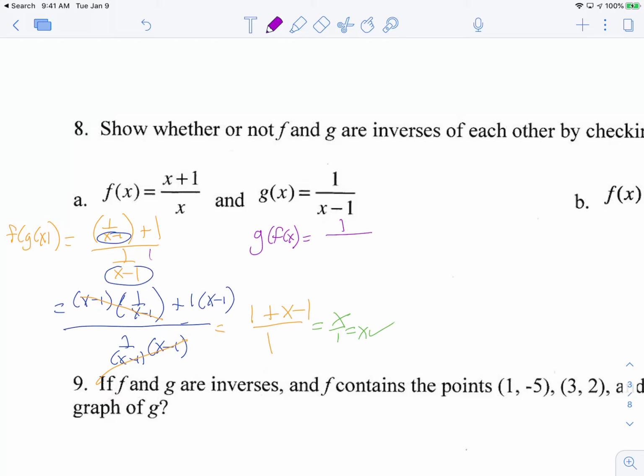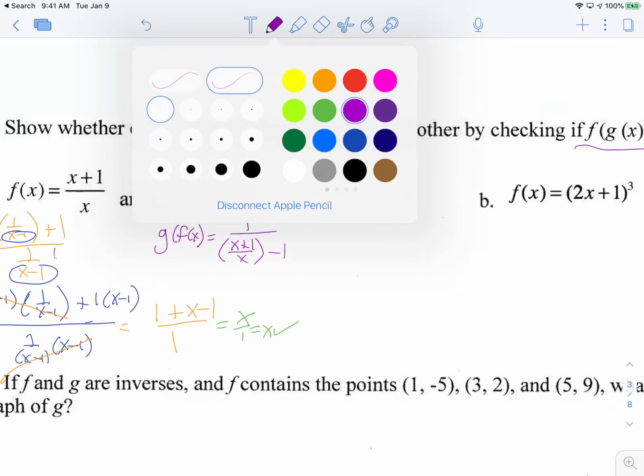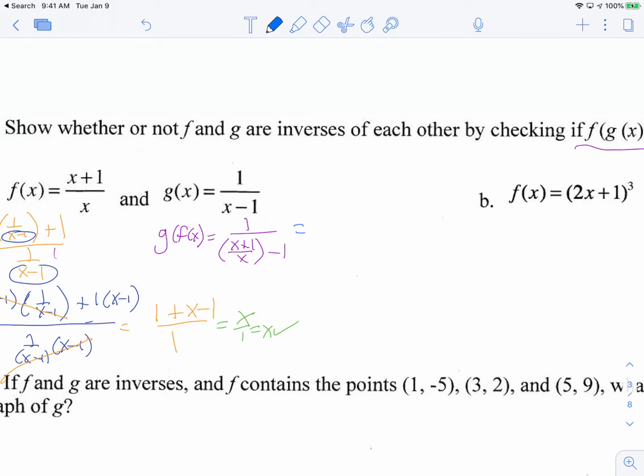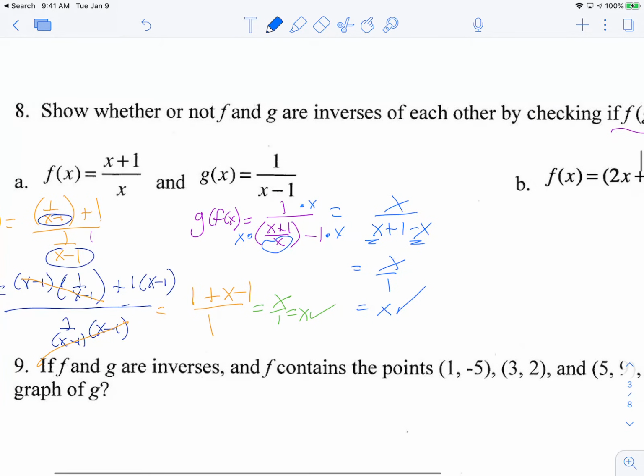Well, let's find out. So 1 over, parentheses, x plus 1 all over x minus 1, and a little bit of simplifying here. We're going to, again, multiply everything by the common denominator, and the only thing, again, that's in the denominator is this x term. So it's going to be 1 times x, negative 1 times x, and x plus 1 over x times x. So this gives us x over x plus 1 minus x. And now we see we have an x and we have a minus x, so this gives us x over 1, which is also just x. So yes, these two are inverses of each other.